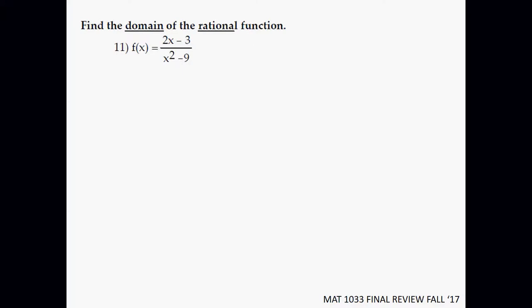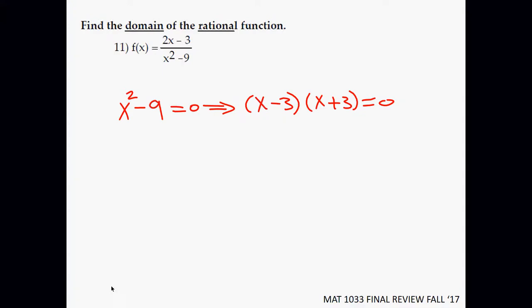We have to find the domain of the rational function 2x minus 3 over x squared minus 9. As we agreed before, we said we have to avoid all values making the denominator 0 to have the domain. So we have to set the denominator equal to 0, and this is very easy, the difference between squares. That would look like x minus 3 times x plus 3 equals 0.